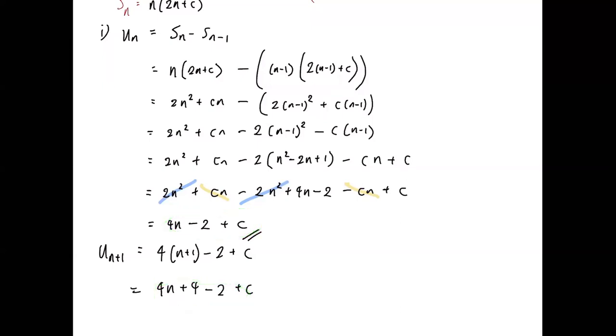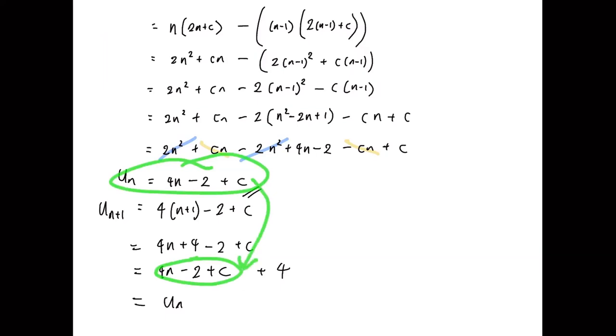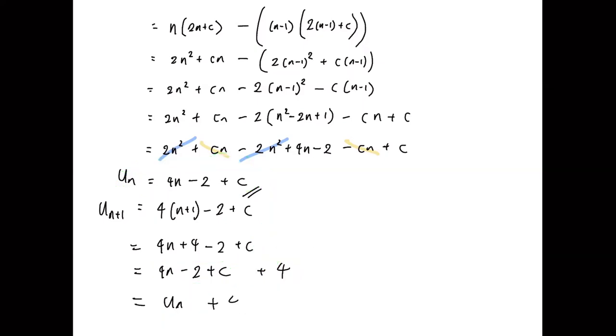I see that there's a 4n minus 2 and a plus c. So that just means that I can rewrite this as 4n minus 2 plus c, but add on a 4, which means that this is just un, right? I can recall that this is just un. So I can substitute 4n minus 2 plus c with un, and then I add on a 4. Then that's your formula, expressing un plus 1 in terms of un.